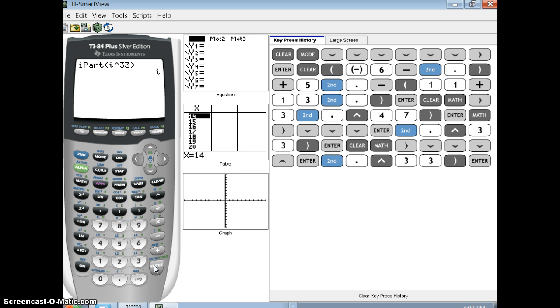So that one gives us I. So we're going to select I to the 33rd. And remember, there can be more than one right answer, so we're going to also check I to the 21st and I to the 15th.